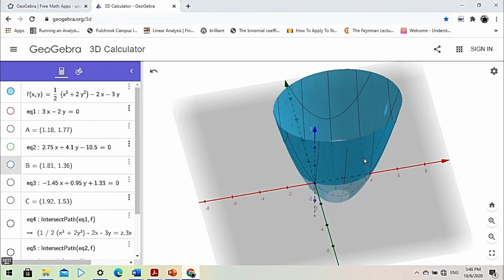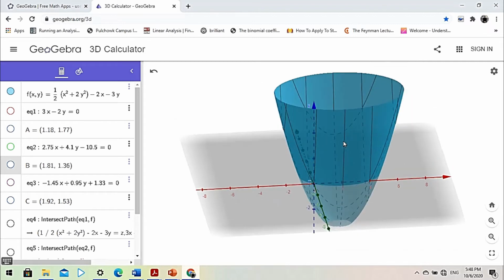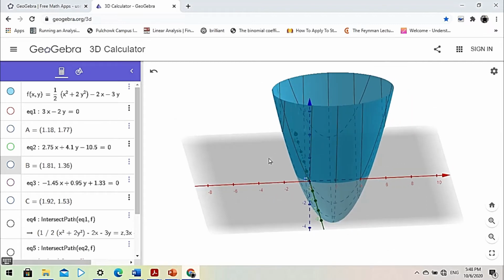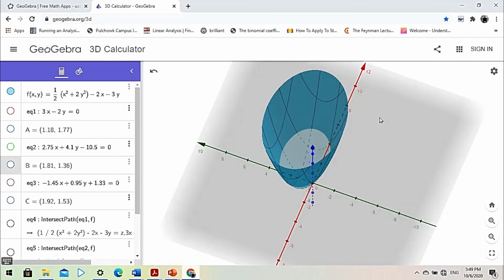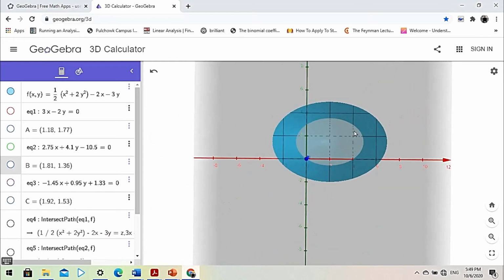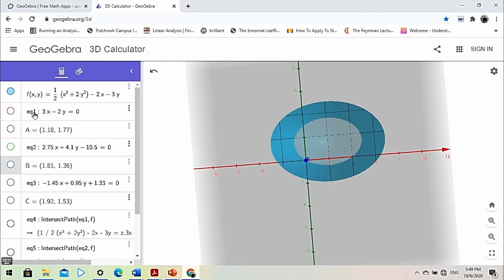Okay, this is the equation of the paraboloid. This is the paraboloid. F of x, y is equal to 1/2 of x square plus 2y square minus 2x minus 3y, as we formulated at the beginning of this algorithm. And our initial guess point is the origin, 0, 0.